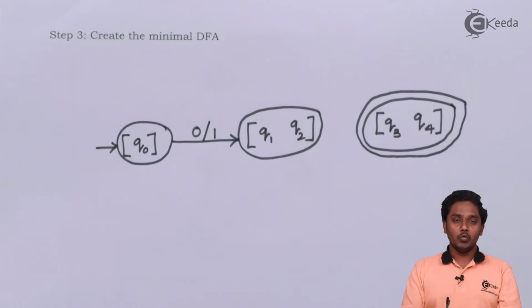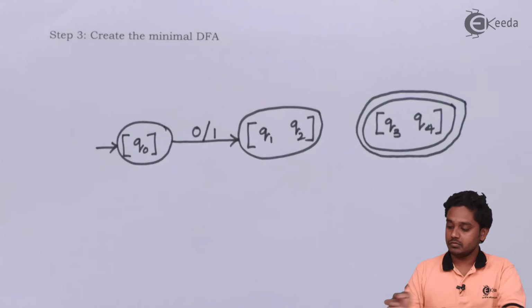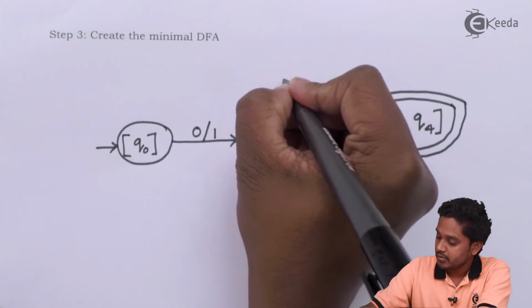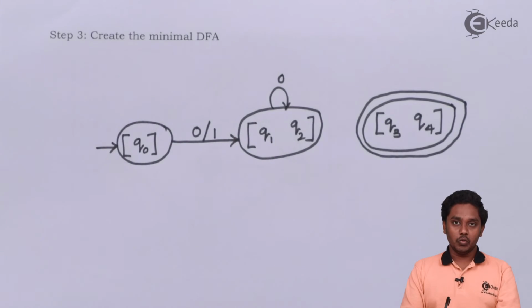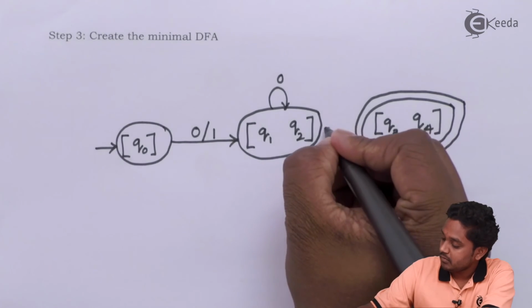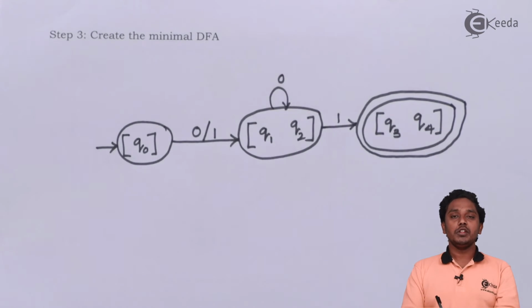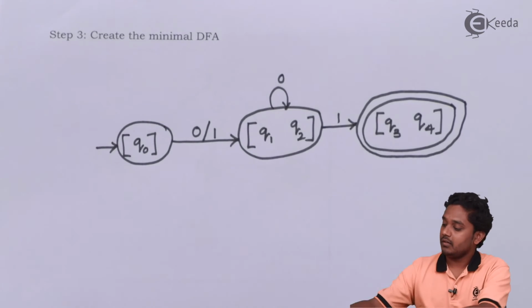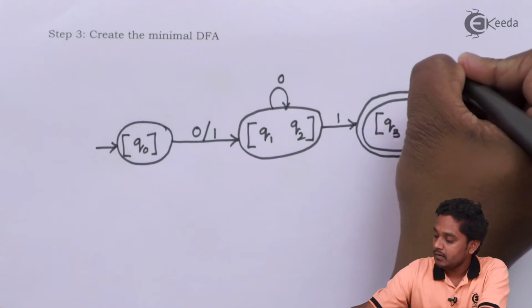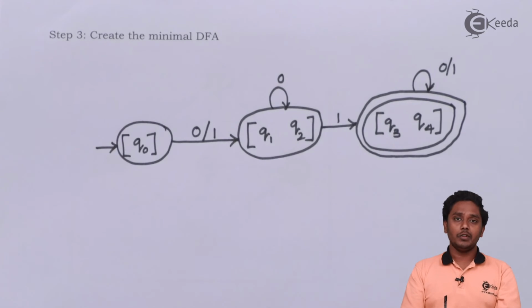From both states Q1 and Q2, on the input 0, there is a transition to Q2. That will be marked at class Q1, Q2. From both Q1 and Q2, on the input alphabet 1, there is a transition to class Q3 and Q4. As we have already combined Q3 and Q4 into a single class, this will be a single transition. From Q3 and Q4, on both inputs 0 and 1, there is a transition to Q3 or Q4 itself. We have designed the minimal DFA for the given question. The minimum number of states required over here is 3.